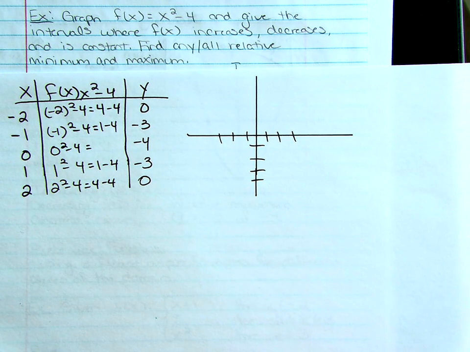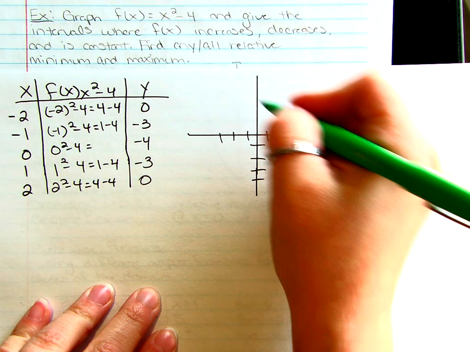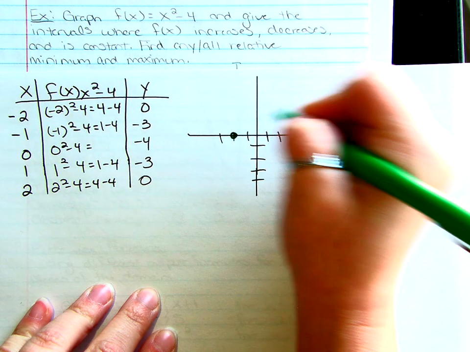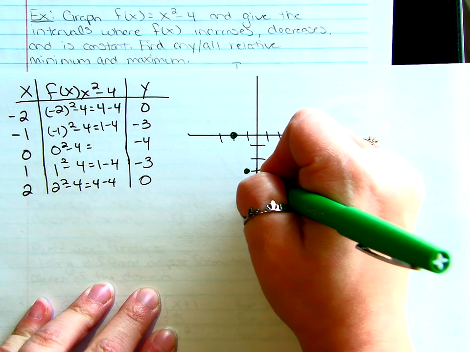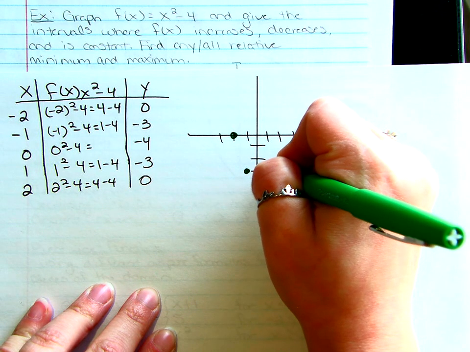Once you've filled out your table and gotten some idea of what's going to happen, you can start plotting those points that you get. I had -2, 0. I had -1, -3. 0, -4. 1, -3. And 2, 0.